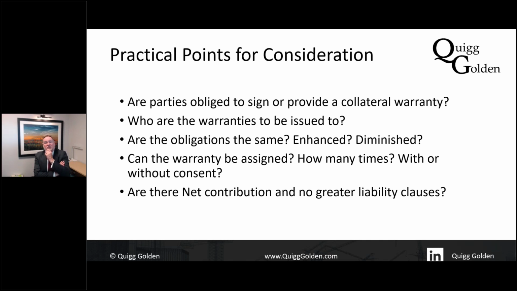Are the parties obliged to sign or provide it? Well, they're only required to provide it if their contract says they're going to have to provide it. So make sure it is set out therein and set out in terms, not just in terms to be agreed. Who are they to be issued to? Again, it depends what the contract says. It has to be set out in there.